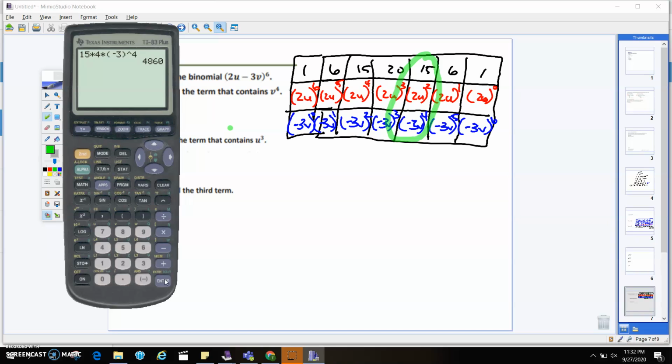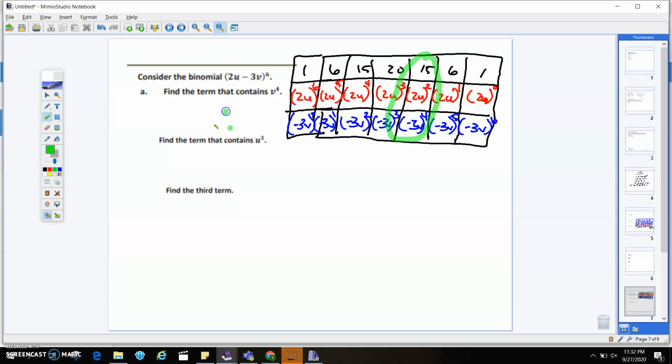So that's going to give me 4,860. So that's going to give me 4,860 u to the second, because u to the second right here, and then v to the fourth. So when it asks for the term, it asks for everything that's in that column.